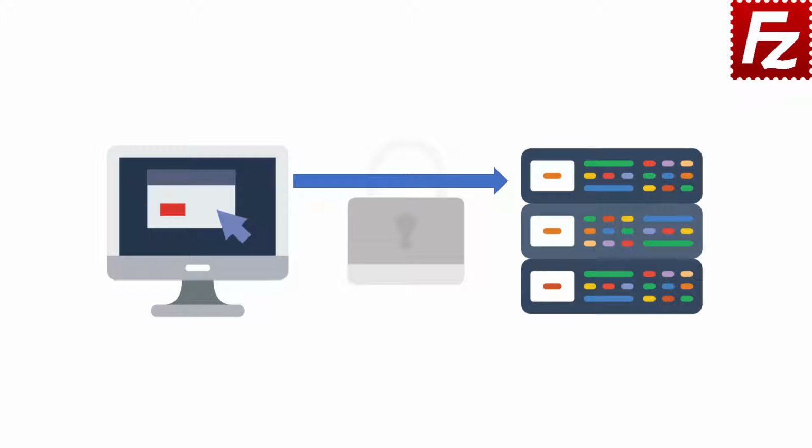The server checks the permission for the operation, and if allowed, the operation is performed. Then it returns success or failure. SFTP is supported by both FileZilla and FileZilla Pro.